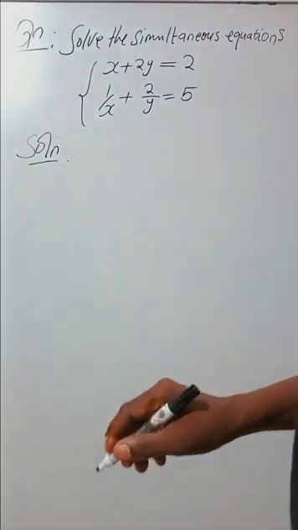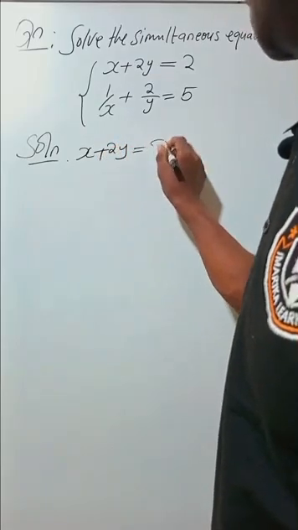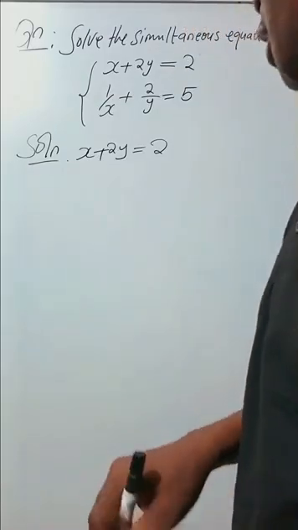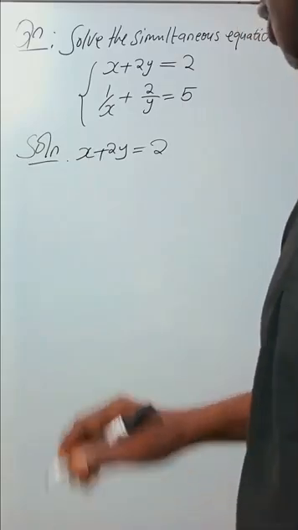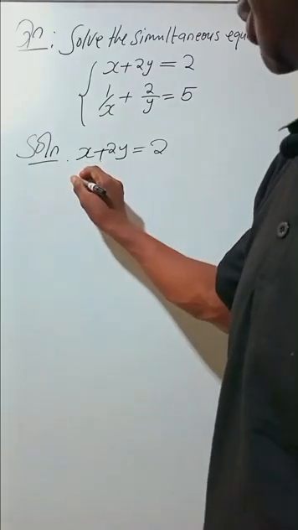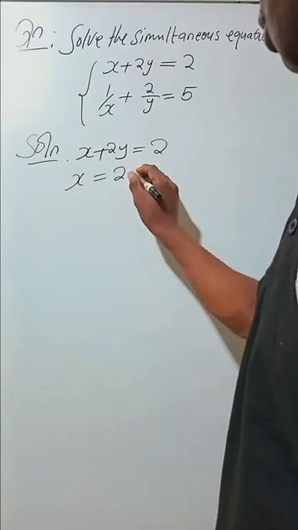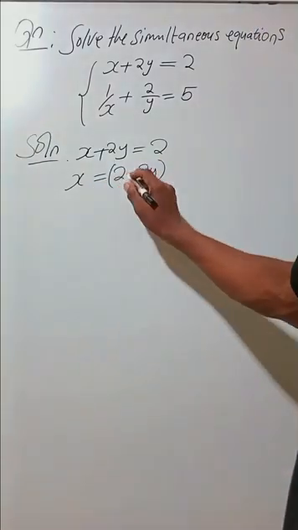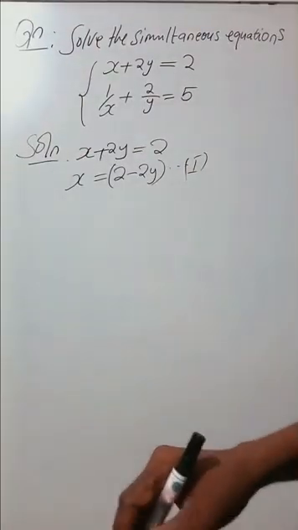Okay, we have no problem with the first equation. The first equation is x plus 2y equals 2. Since the method we're going to use is the substitution method, it's advisable that you make one variable from these two the subject of the formula. The easiest to do that is x. So x will be equal to 2, and this one is positive; when it goes there, it becomes negative. So our x now is equal to 2 minus 2y. Let's label this equation number 1.